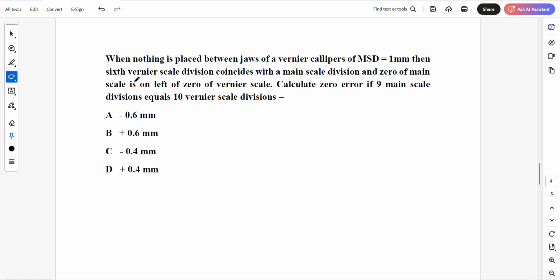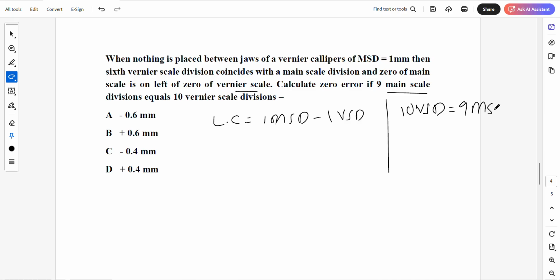It is saying, when nothing is placed between the jaws of a vernier calipers of MSD 1 mm, then 6 vernier scale division coincides with a main scale division and 0 of main is on the left of 0 of vernier. Calculate zero error if 9 main scale divisions coincide with 10 VSD. Least count is equal to what? 1 MSD minus 1 VSD. 1 VSD is equal to 0.9 MSD. That is equal to 0.1 MSD.